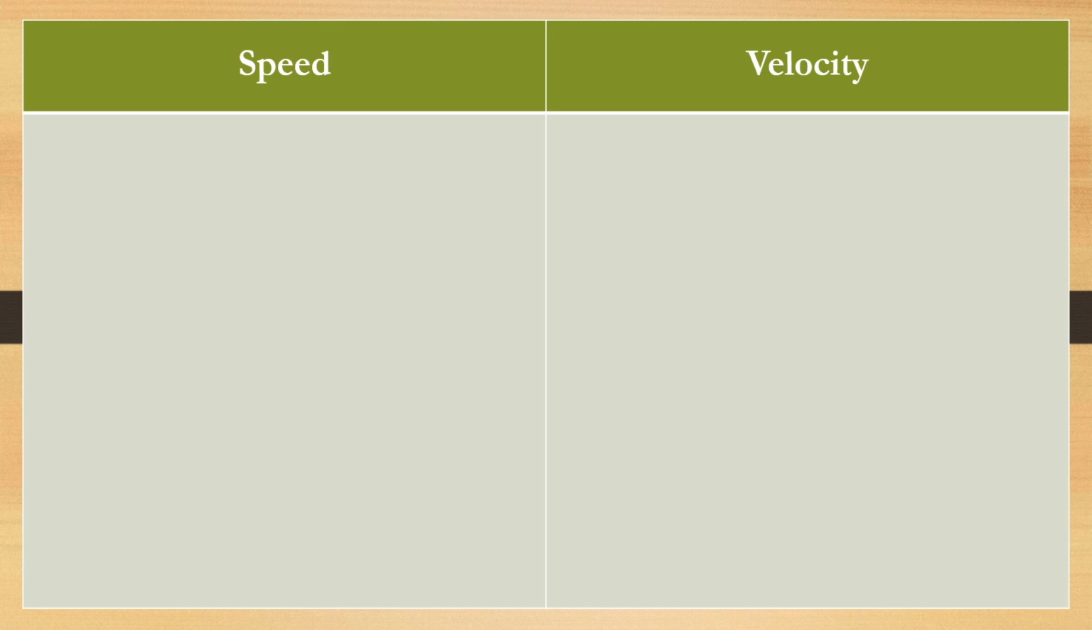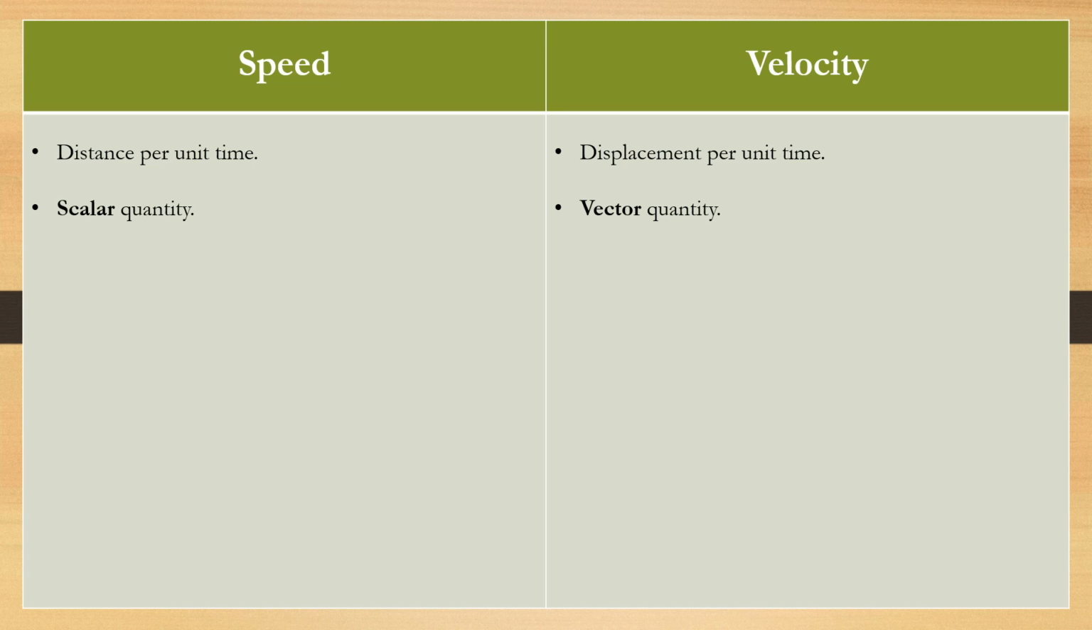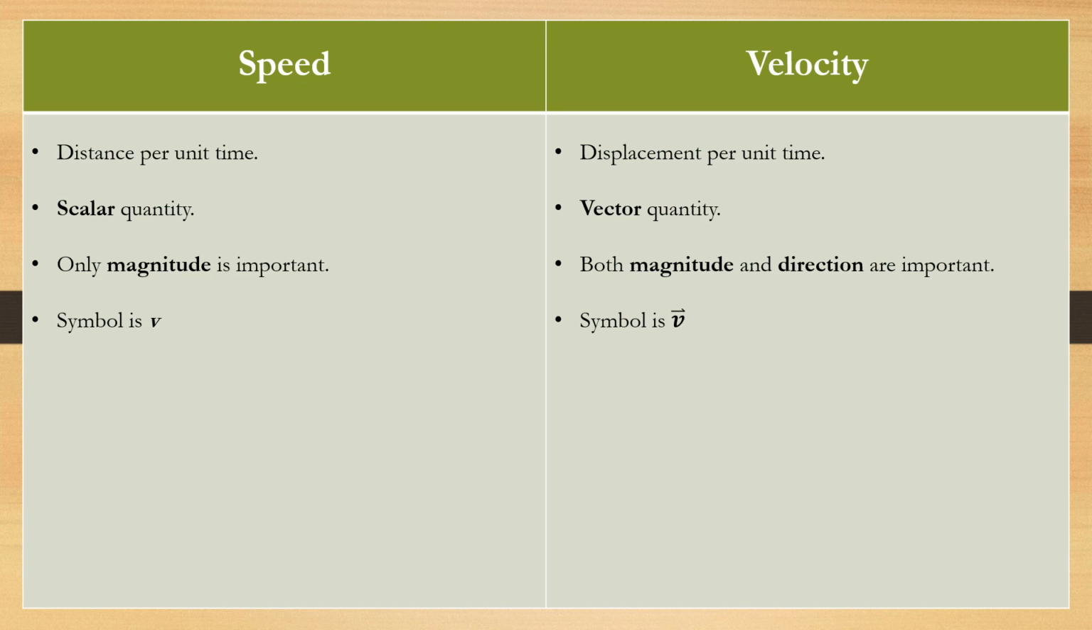So now I'm going to use this comparison chart to compare speed and velocity, just to get a sense of how they differ from each other. Speed is distance per unit time, whereas velocity is displacement per unit time. Secondly, speed is a scalar quantity, whereas velocity is a vector quantity. What that means is with speed, only magnitude is important, and with velocity, we're worried about both magnitude and direction. For speed, the symbol is a lowercase v, and for velocity, it's a lowercase v, but with a little arrow accent above it. The formulas are similar as well. Speed is distance over time, and velocity is displacement over time.